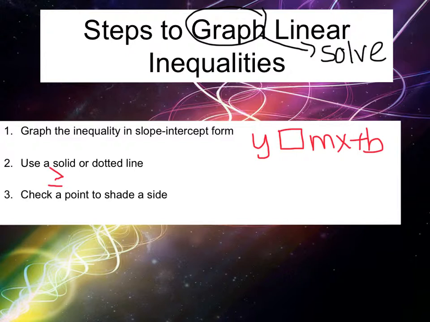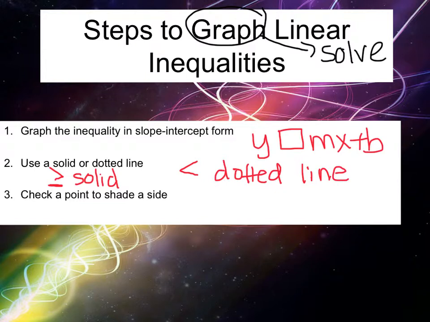If you have a bar underneath the inequality symbol, you're going to have a solid line that you need to graph. And if you have an inequality that does not have a bar underneath it, you are going to use a dotted line. So before, when we graphed lines, you didn't have to worry about solid or dotted lines, but because we're using inequalities, you do. And the third thing you're going to do is check a point to know which side to shade. I'll go ahead and demonstrate these 3 steps for you in the next 2 examples.